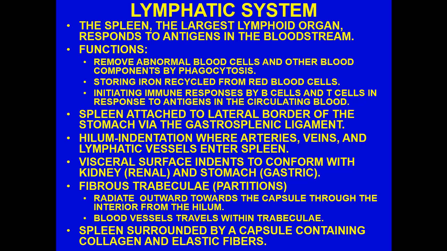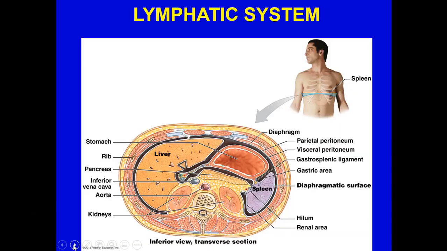Now, the fibrous trabeculae, these partitions, they radiate outward toward the capsule through the interior from the hilum. So the blood vessels travel within the trabeculae. The spleen is surrounded by a capsule containing collagen and elastic fibers.